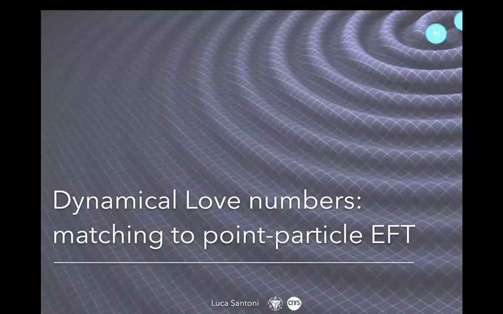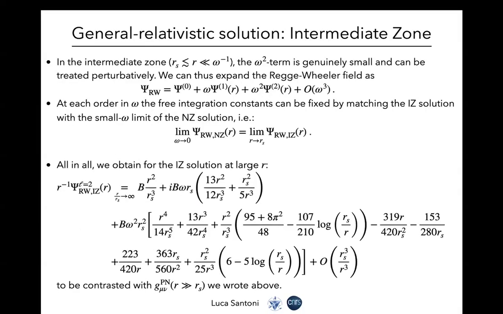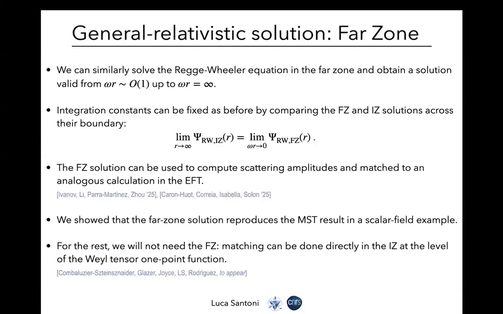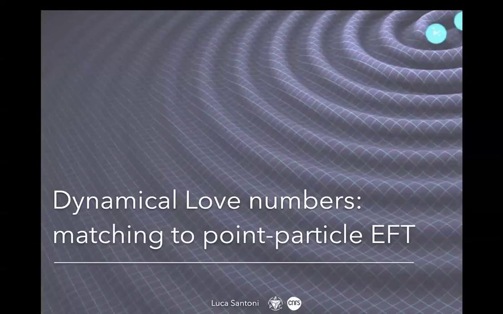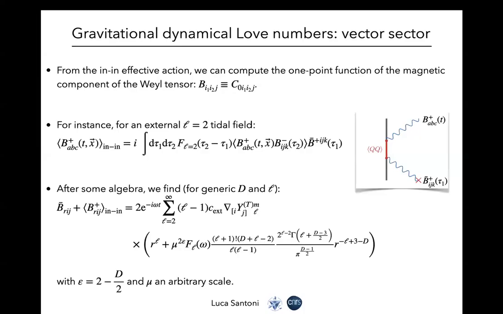Okay, let's go back to the EFT. Now we have this solution. This solution is the intermediate zone solution, which carries some UV calculation in perturbation theory in the frequency, and we want to match to the EFT. And let me stress once again that the EFT is valid in the intermediate zone. How do we do that?